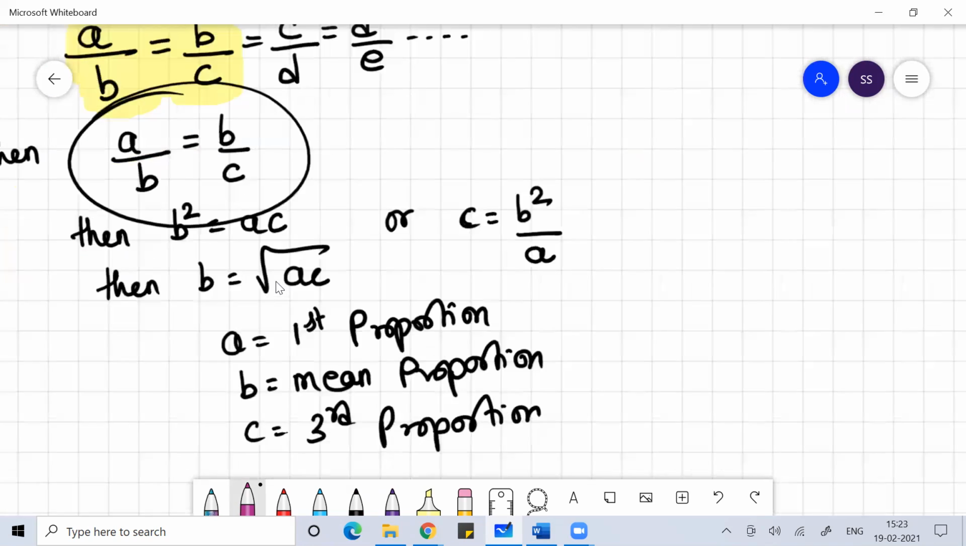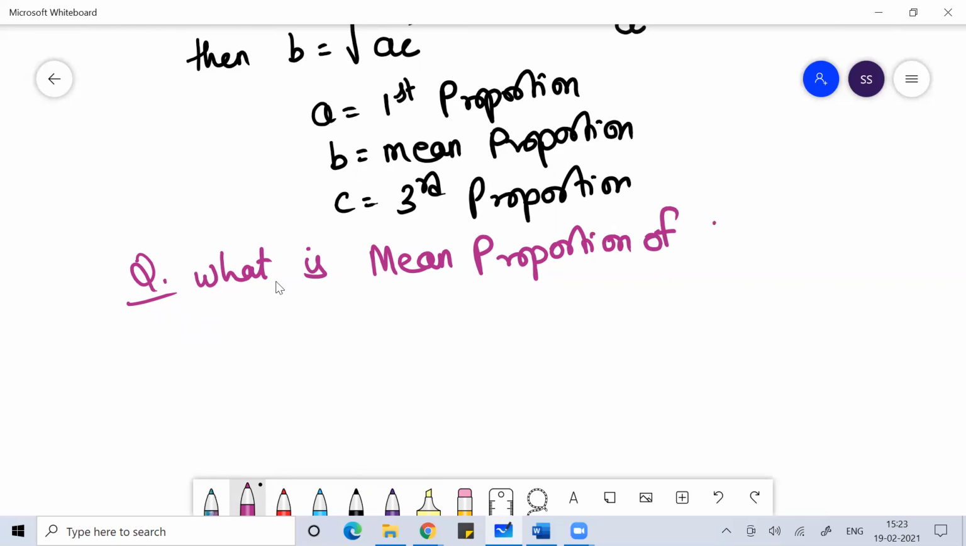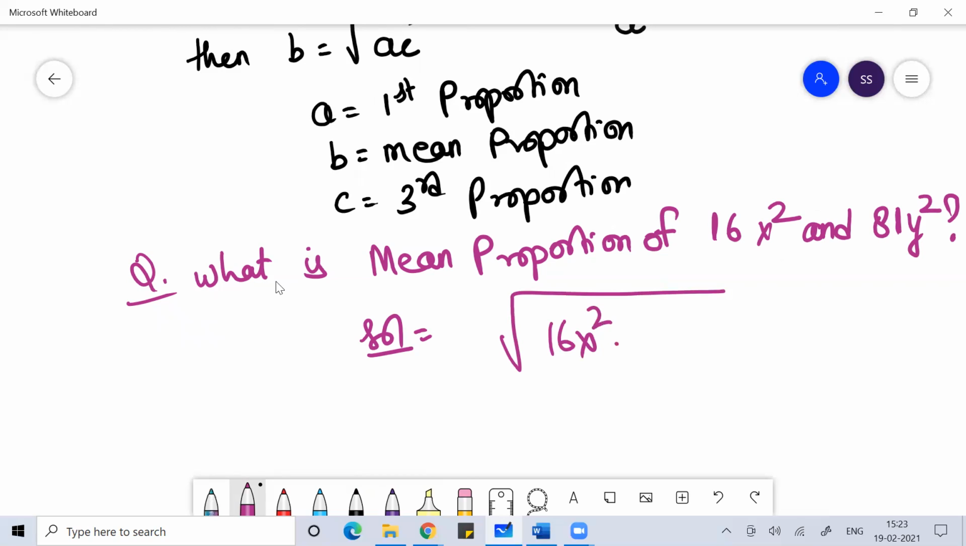Okay, so imagine if I ask you in a question, what is the mean proportion? This is a very common term. What is the mean proportion of, suppose, 16x square and 81y square? The mean proportion would be the square root of 16x square into 81y square, so multiply 16 into 81 x square y square.